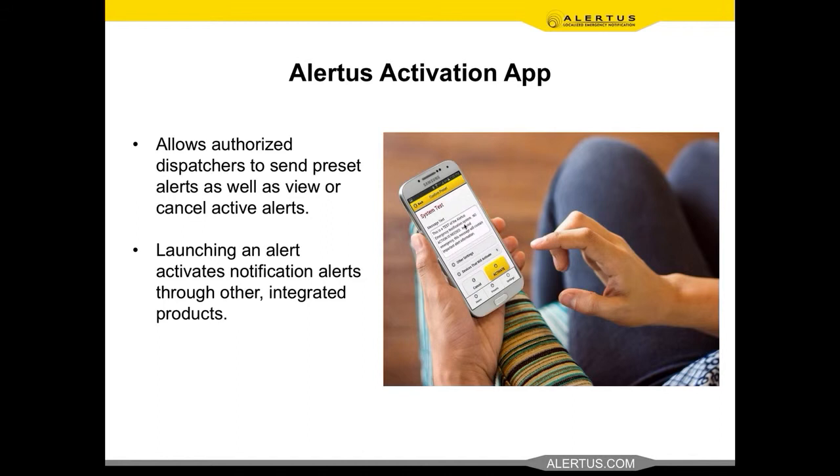So the Alertus Activation app allows authorized dispatchers to send preset alerts as well as view or cancel active alerts. So you can update an alert, you can pick up a preset, you can issue an all clear. All these things I'll show within the demo directly from your mobile app. You can also customize it so that if you need to provide additional information related to the specific emergency you're sending out, you've got that right in the palm of your hands. Launching an alert activates notification alerts through other integrated products, meaning that you're able to activate the entire Alertus system, all the integrations, everything you've built from your mobile phone.